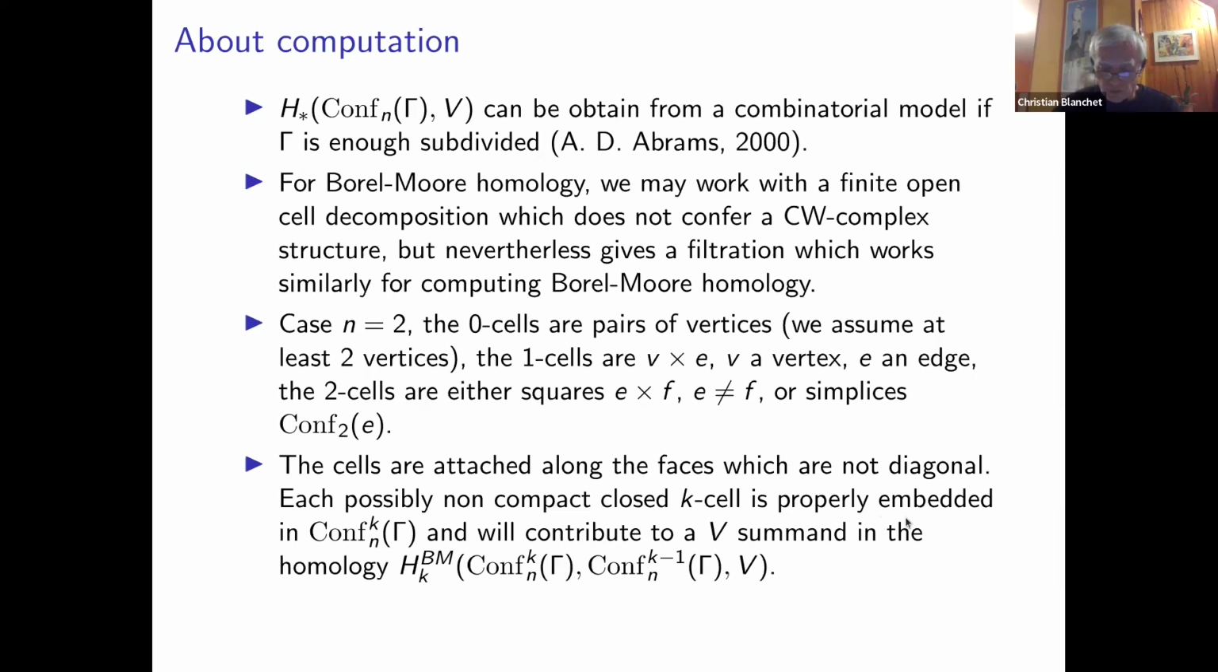Okay, and you should have a good limit at infinity. So it contributes to a V-summand in the homology. So what I'm saying here is that you get a nice description of this relative homology with cells, similar to the course you teach with CW complexes. And the relative case is similar.